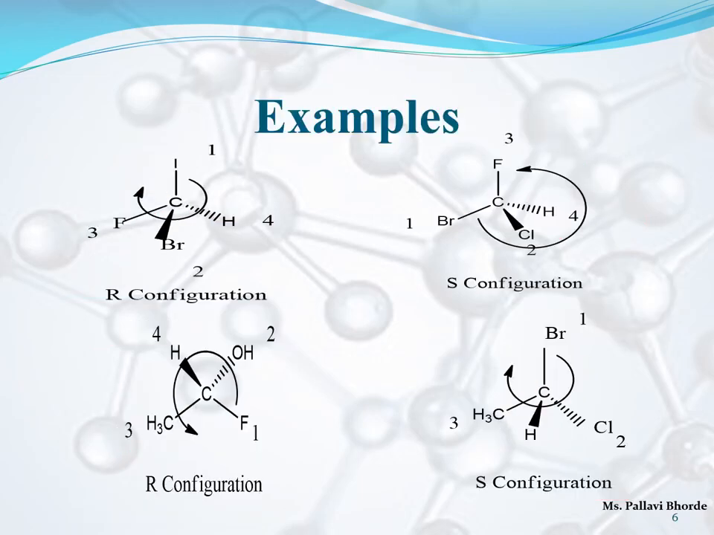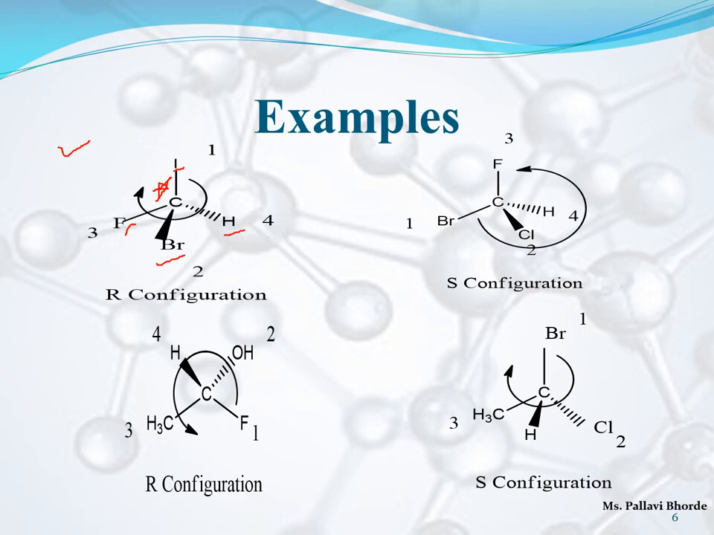Now these are different examples. Look at this first example and think about it. Now this is your chiral center which is attached to four different groups. What are four different groups? Iodine, fluorine, bromine and hydrogen. All of them are having different atomic numbers.